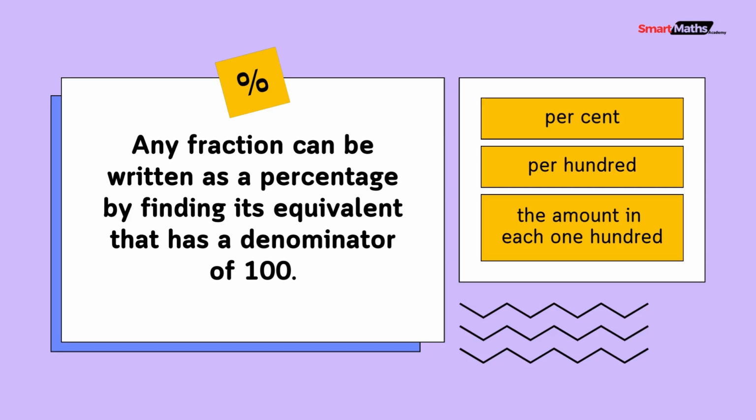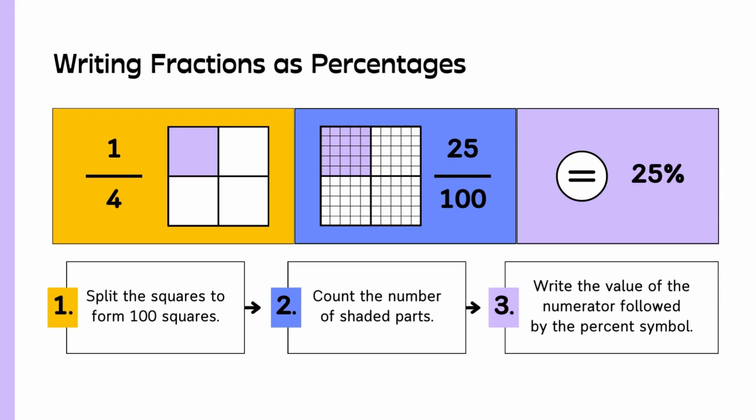So the amount in each 100 is all referred to as percent. Now let's look at writing fractions as percentages. If you look at what we have here, this is just for this level. We have 1 over 4. When it's divided into 4, we're going to have this. So we want to make the 4 become 100. That means we find the equivalent fraction of that in 100.